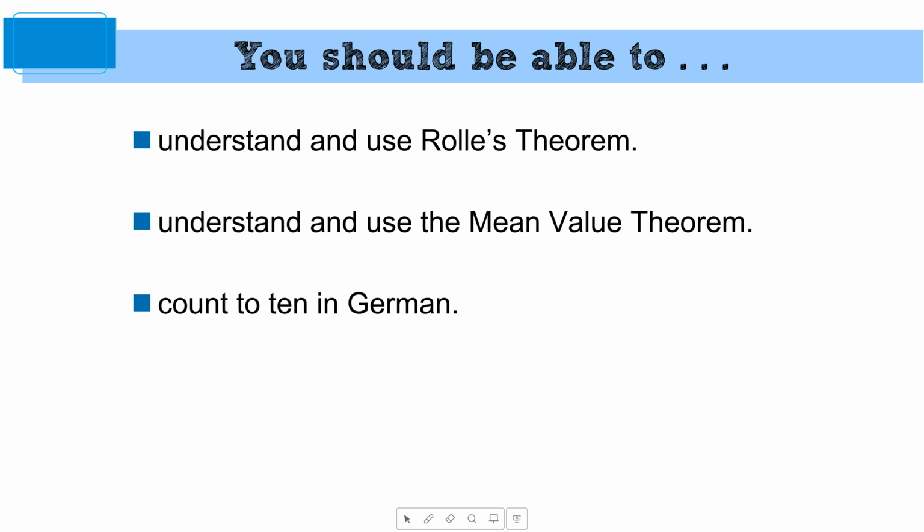I forgot about this. We're going to do mean value theorem, and you should be able to count to 10 in German. Yes? Oh, yes. Good start. Ein, 1, 2, 3, 4, 5, 6, 7, 8, 9, 10. Close enough. You kind of mumbled there at the end. Ja, sehr gut. Ja, was ist los? Guten Tag. Ich habe keine Ahnung. Sie? Yeah. Let's move on.